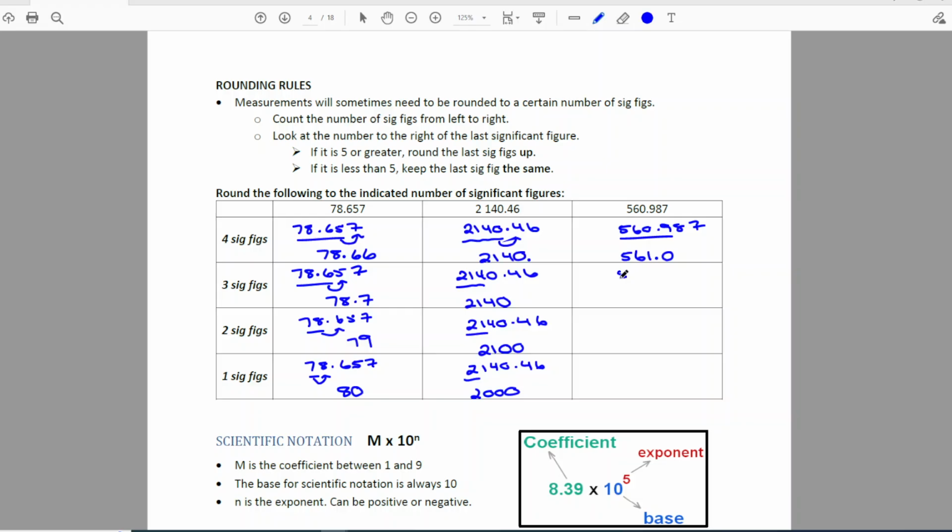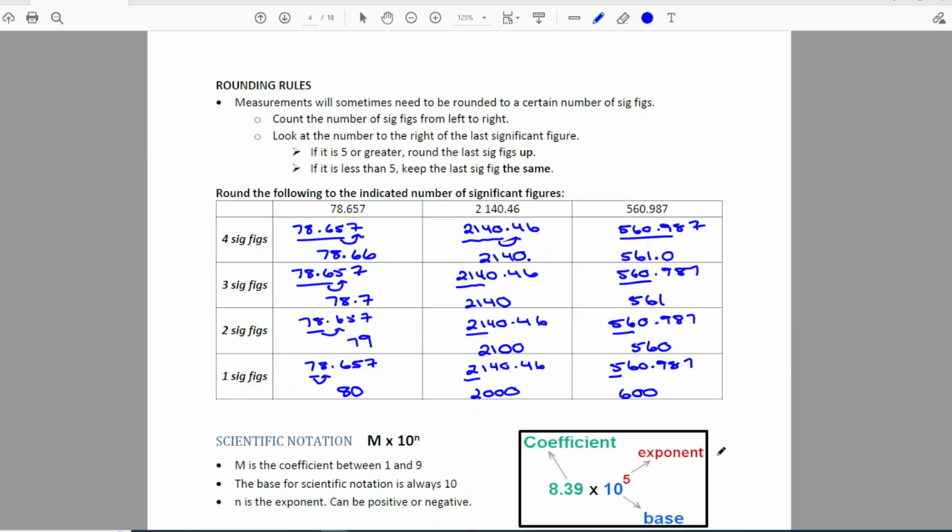Now we're going to go to 3 sig figs, so 560.987. We're going to round this to 3 sig figs, so it's going to be 561. Then we're going to round to 2 sig figs, 560.987 to 2 sig figs. Because the number next to the 6 is less than a 5, I'm going to keep this as 560. And then lastly, to 1 sig fig, 560.987. I'm going to round the 5 to a 6 and put some zeros after it.